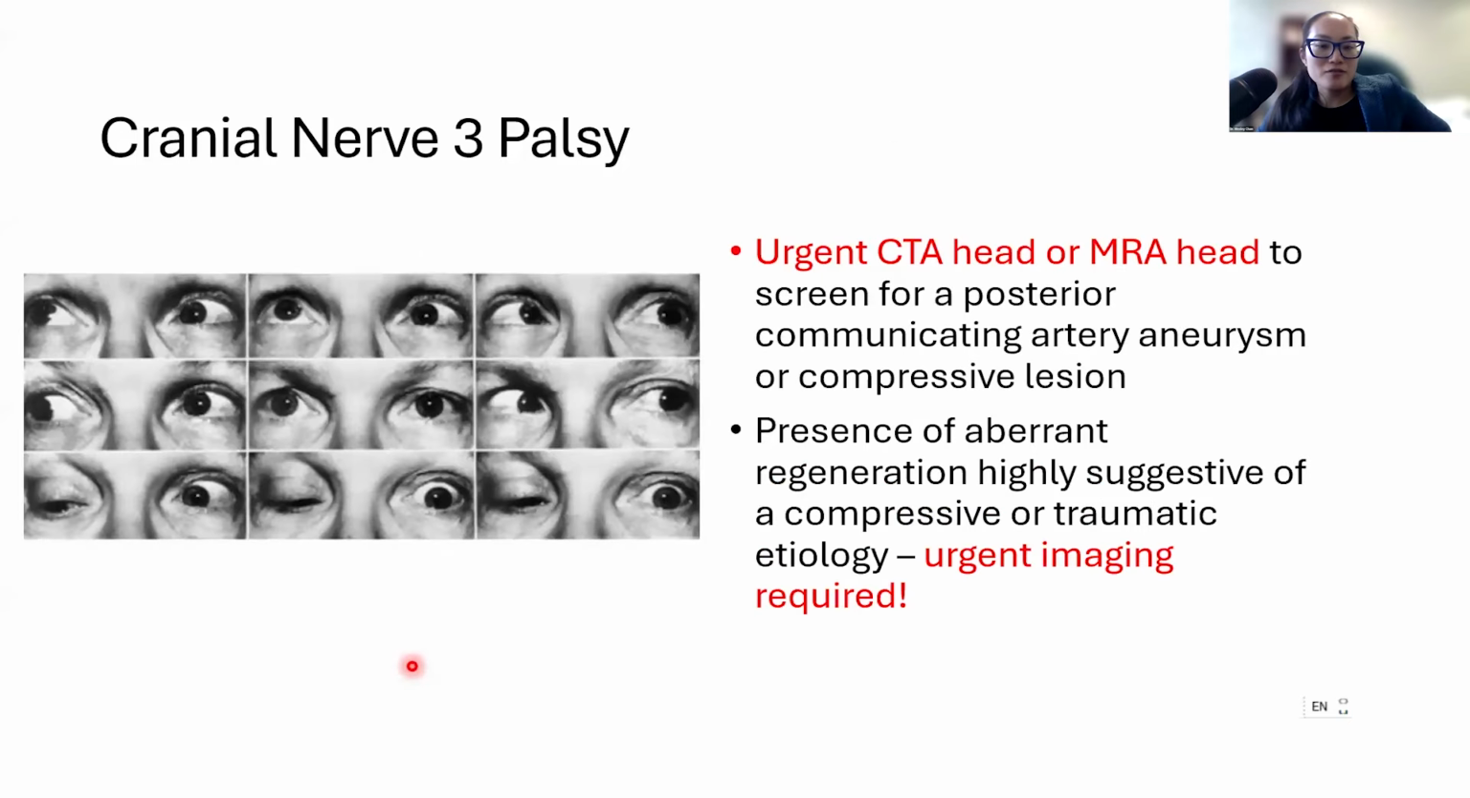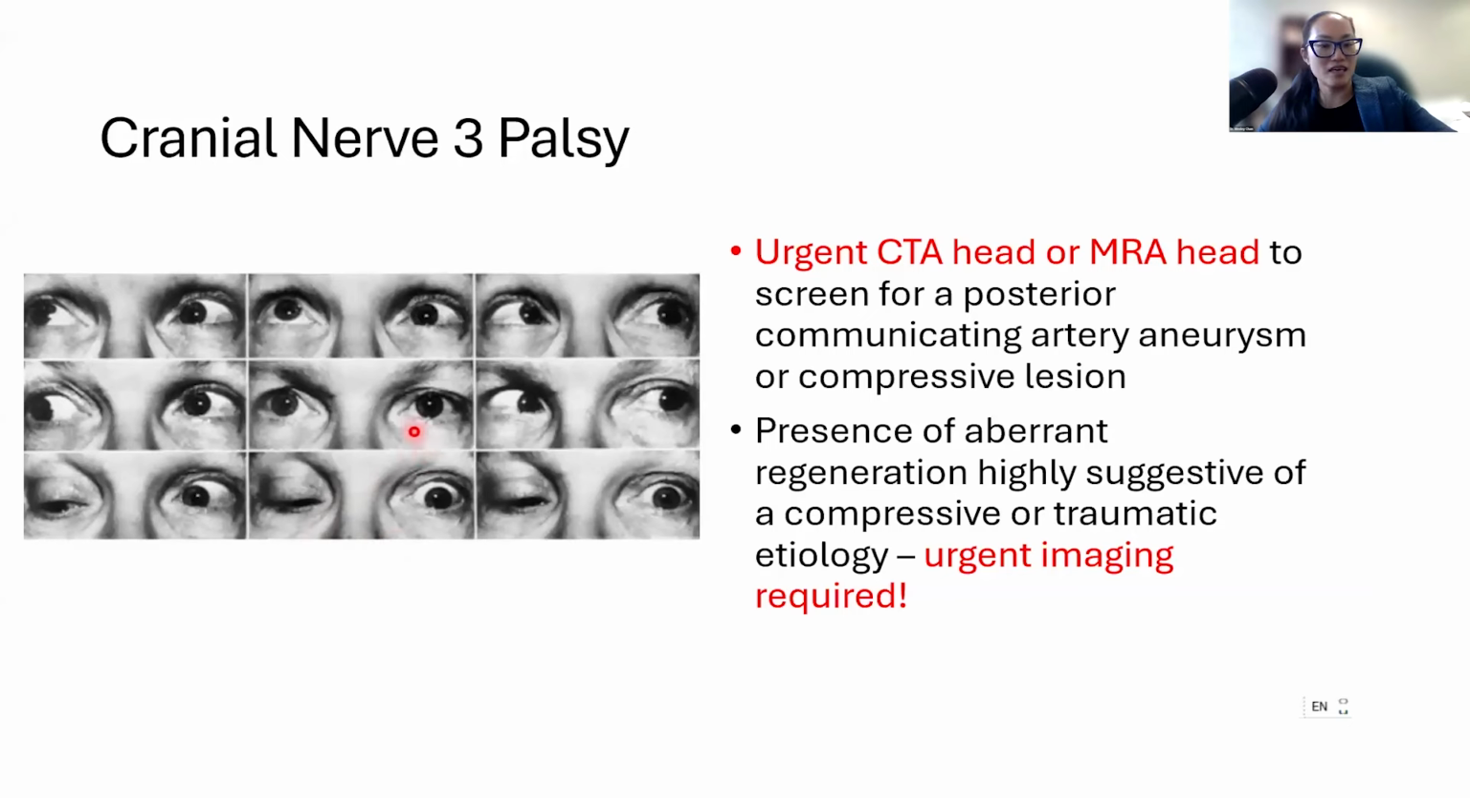This is an example of a 9-gaze composite photograph of someone who has a cranial nerve 3 palsy but has aberrant regeneration. You need to get urgent CTA or MRA head to screen for either the posterior communicating aneurysm, a compressive lesion, or if there's any history of major trauma. The reason being is there is now evidence that cranial nerve 3 has been affected by likely a compressive or a traumatic etiology and has already regrown to the wrong targets.